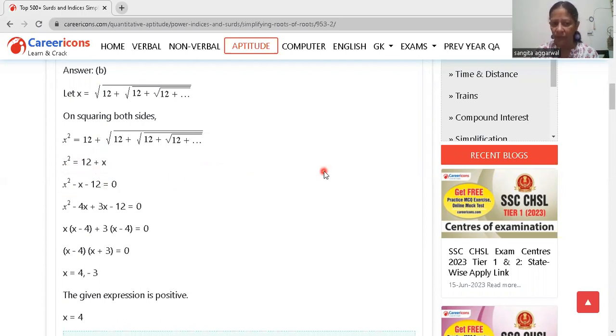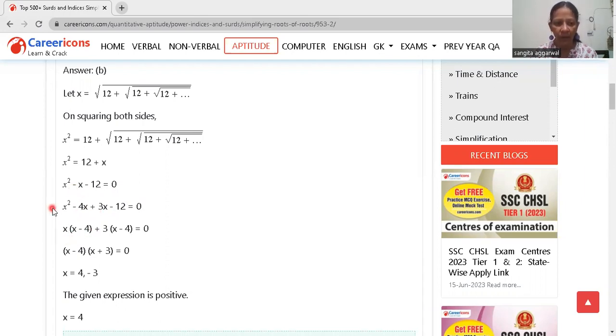So now, as you have done in the previous questions, you have to solve this equation like I have shown you on the screen. And then here x square is equal to 12 plus x, so x square minus x minus 12 is equal to 0. Now we have to do the factorization of 12. So x square minus 4x plus 3x minus 12 is equal to 0, because minus 1 is here. So 4 will be negative. So minus 4 plus 3 is equal to minus 1.